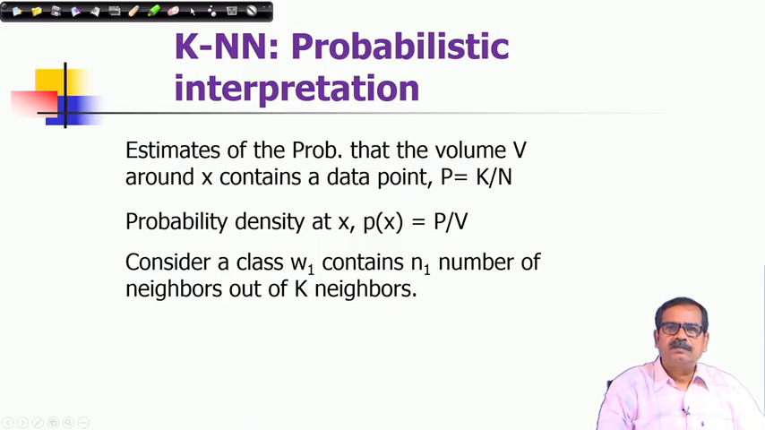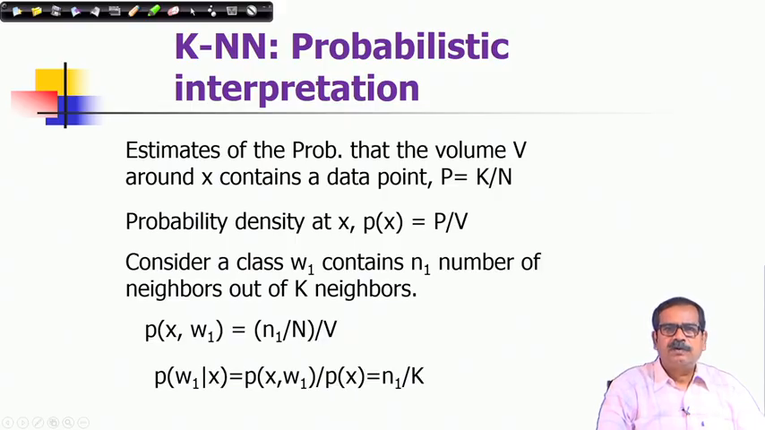Consider a class W1 which contains n1 neighbors out of k neighbors. Then the joint probability of x and W1 is given by the following. Out of n trials, n1 times the point has occurred within that volume, so it is n1 by n, divided by V, which gives the density function. So, the probability of W1 given x, which is the posterior probability defined from the Bayesian rule as the joint probability divided by the probability of x, is n1 by k.